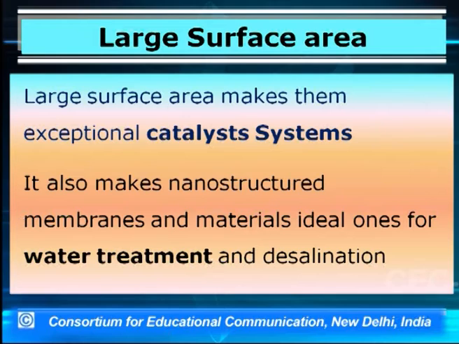Right. Having said this, we should understand what the consequences are, what changes come as a result of large surface area. Large surface area makes exceptional catalyst systems in chemistry. We all know a catalyst works by adsorption of reactant chemical species on its surface and then allows an alternate path for the reaction with a lower activation barrier and hence increases the rate of the reaction. So, for a catalyst to work effectively, it is required that its surface area is greater.